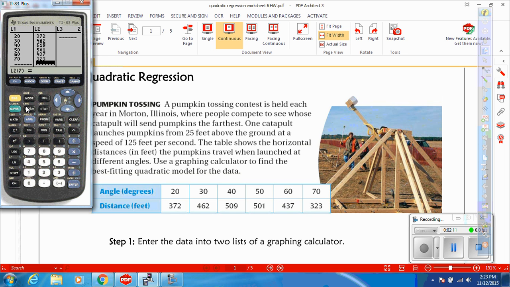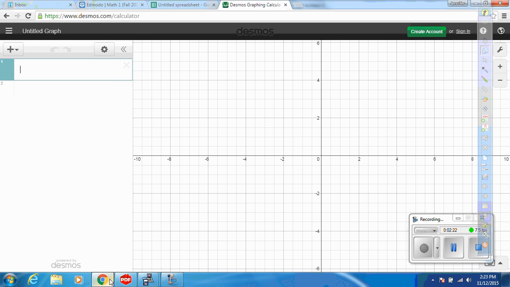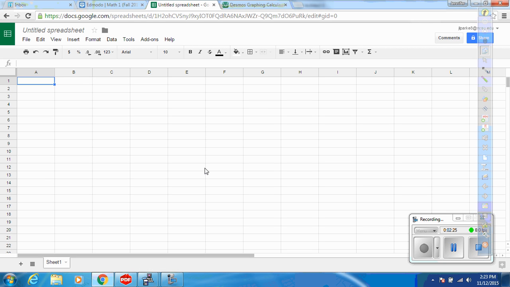Now, let's say you don't have a graphing calculator at home. Don't use that as an excuse to not do these regression models. There are tons of calculators out there online, folks, and we have used one for our linear project. If you remember, a spreadsheet. All a spreadsheet is, is a calculator.